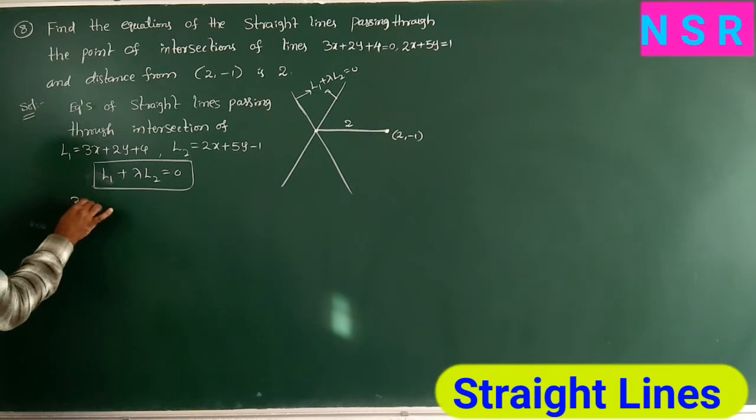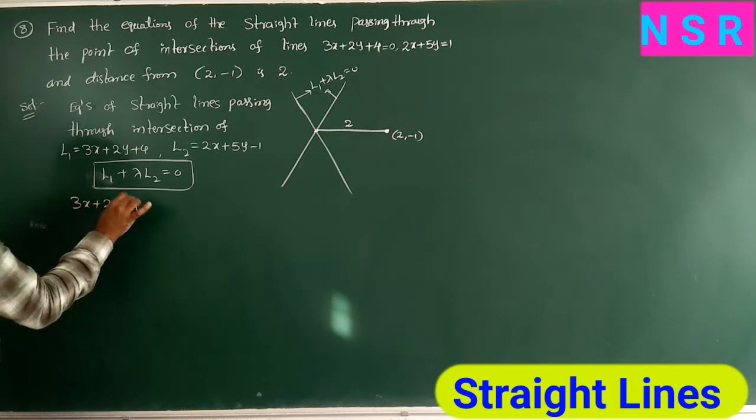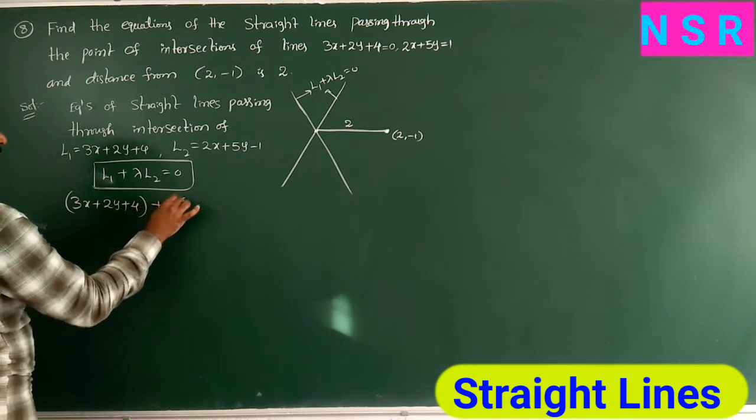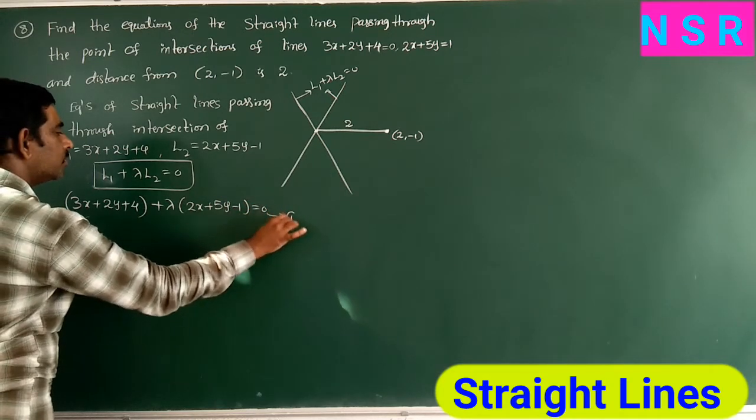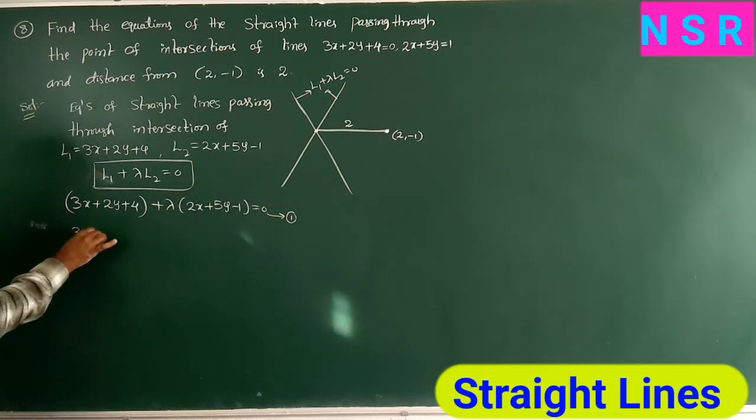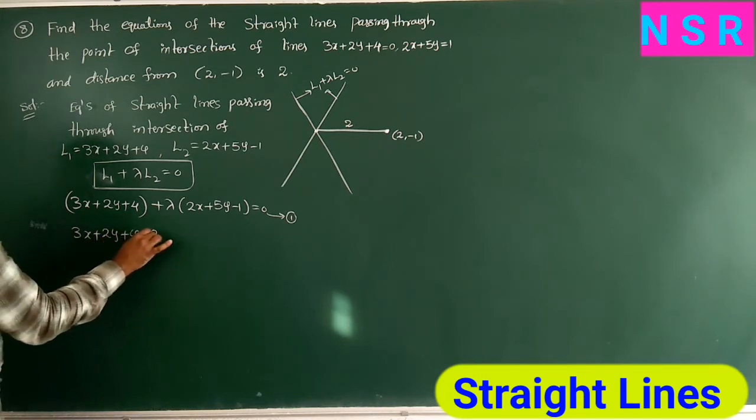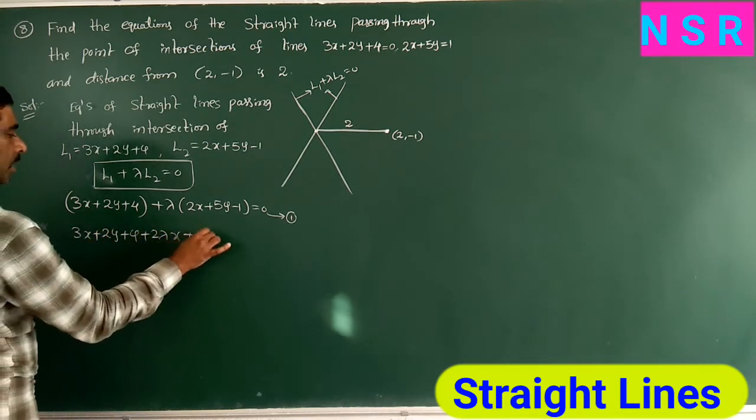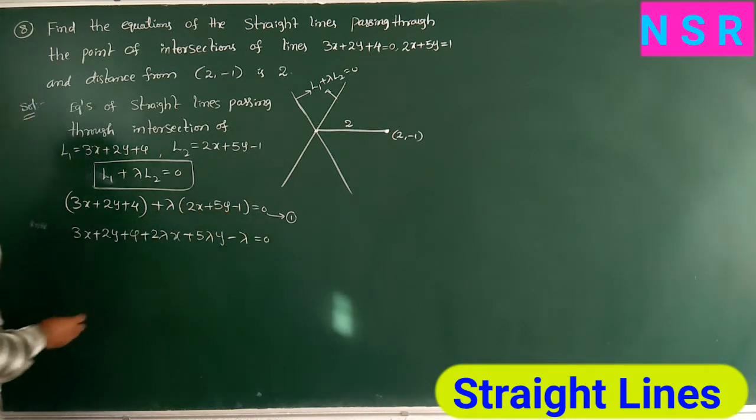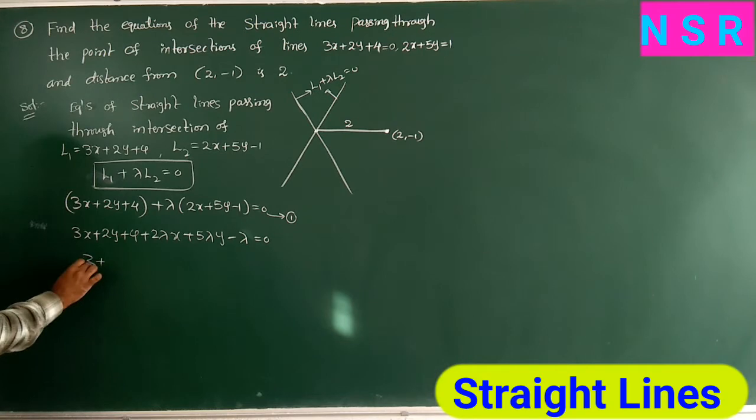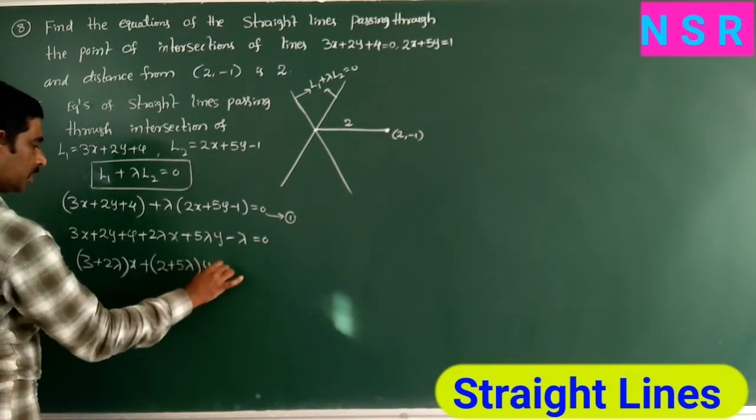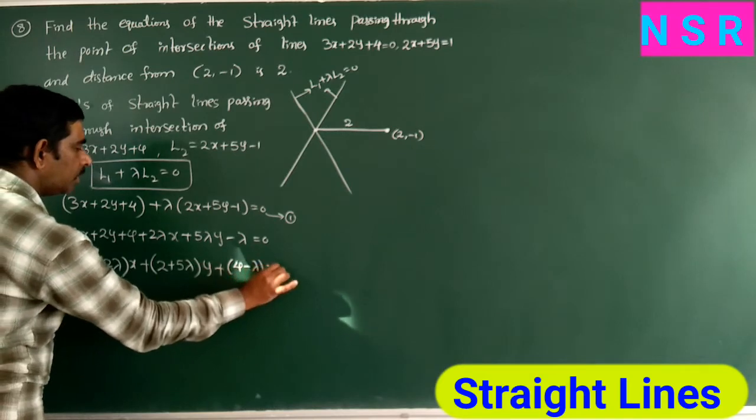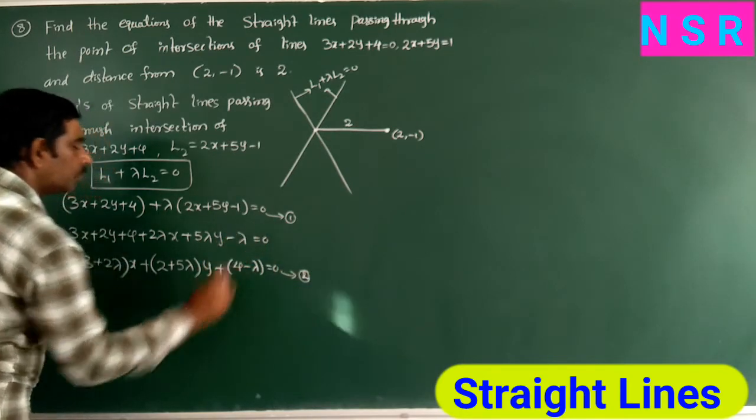So here L1: 3x + 2y + 4 + λ(2x + 5y − 1) = 0. So this is 1. Now simplify it: 3x + 2y + 4 + 2λx + 5λy − λ = 0. Now take x and y as common: (3 + 2λ)x + (2 + 5λ)y + 4 − λ = 0. So this is equation number 2.